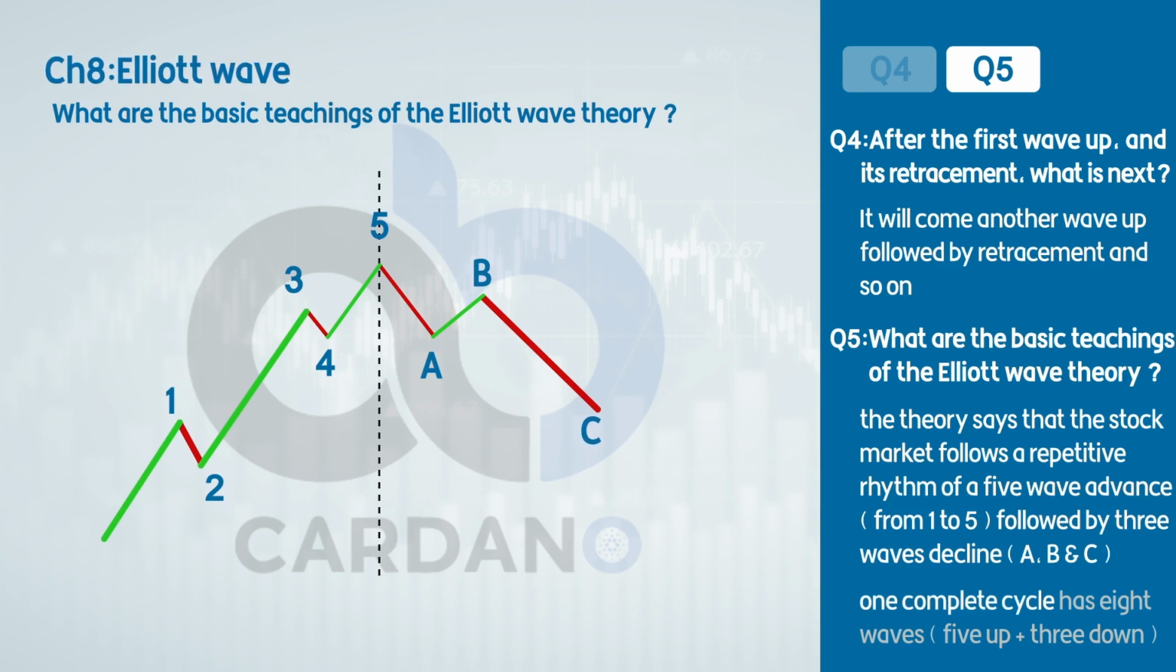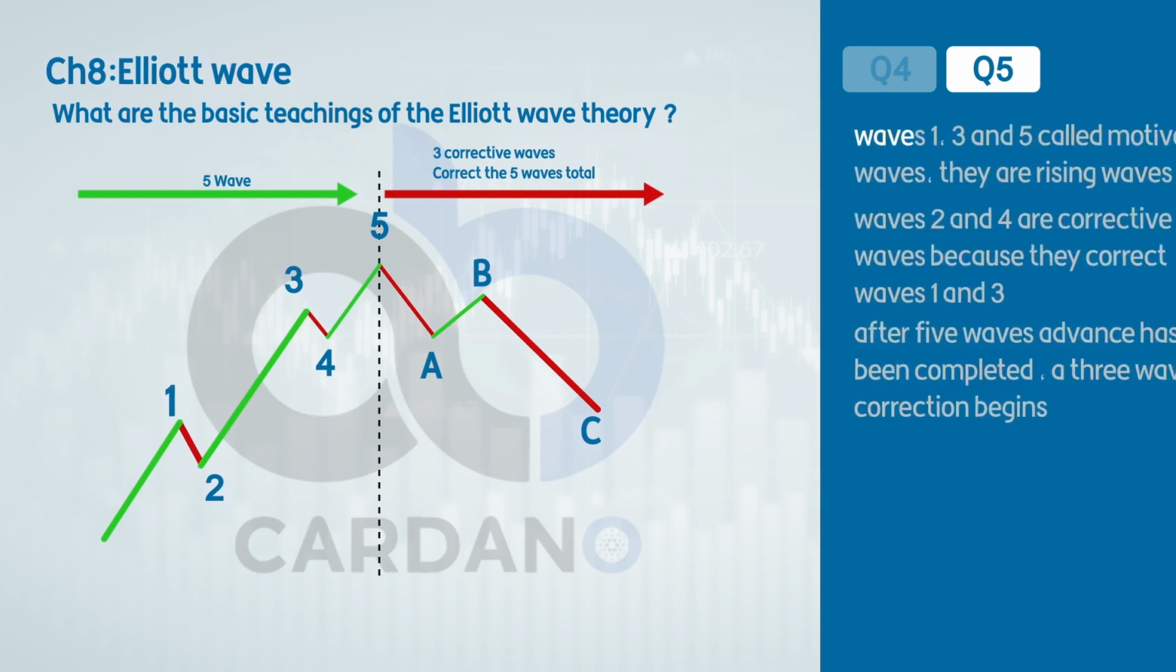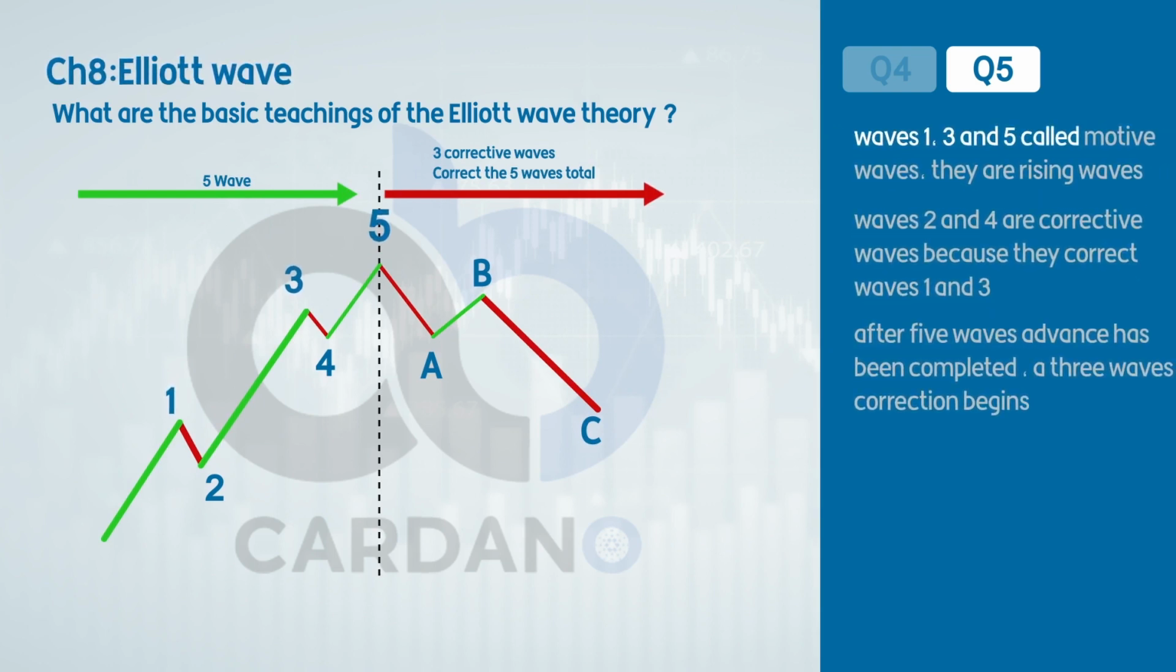One complete cycle has 8 waves, 5 up plus 3 down. Waves 1, 3, and 5 are called motive waves. They are rising waves. Waves 2 and 4 are corrective waves because they correct waves 1 and 3. After the 5-wave advance has been completed, a 3-wave correction begins.